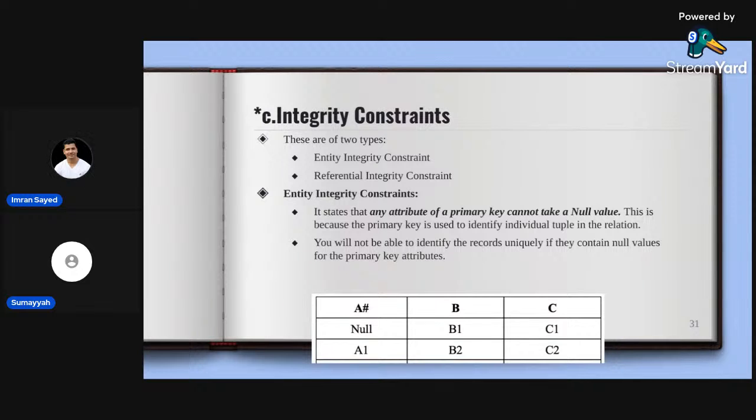It says that any attribute of the primary key cannot take a null value. I think there's some red ant which is biting me for a long time. I had gulab jamun today. I don't know, one part of that dropped somewhere and it's biting me.